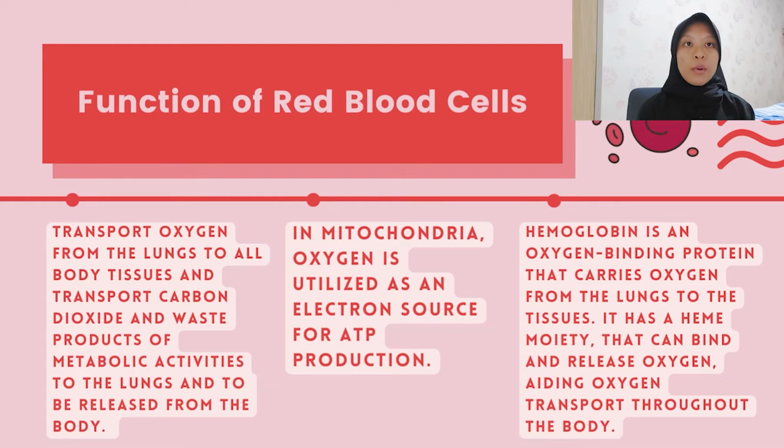We can find hemoglobin inside the red blood cells. Hemoglobin is an oxygen-binding protein that carries oxygen from the lungs to the tissues. Each hemoglobin molecule is a tetramer consisting of 4 polypeptide globin chains. Each globin subunit has a heme moiety, and each heme can bind and release oxygen. That's all for my explanation. Thank you.